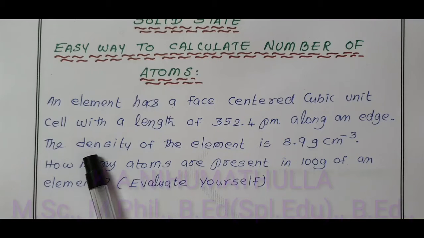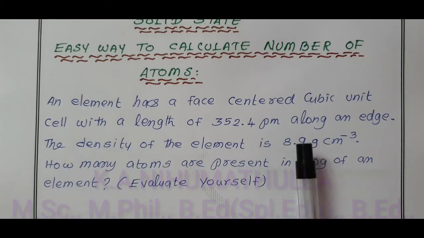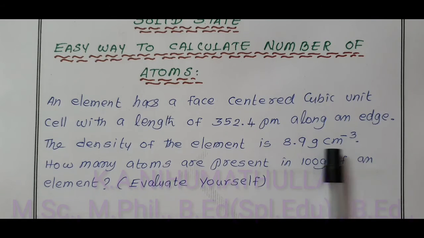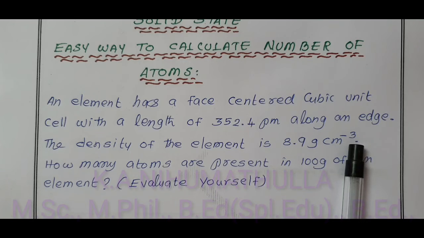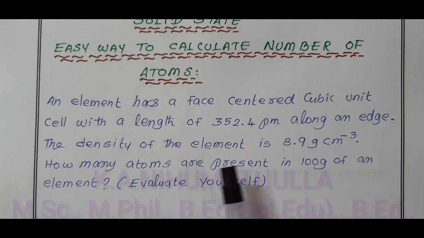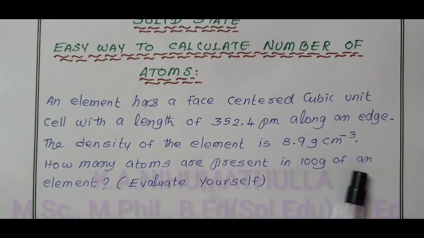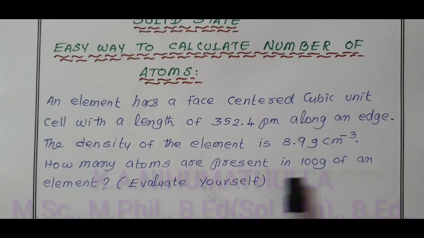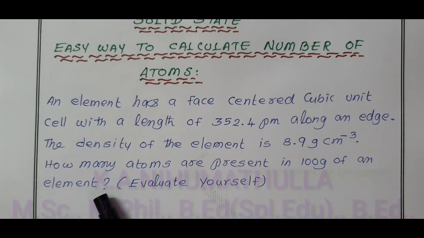The density rho of the element is 8.9 gram centimeter power minus 3. The question is, how many atoms are present in 100 gram of an element? So first we have to calculate the molar mass. By calculating the molar mass, the number of moles has to be calculated. From the number of moles, we can calculate the number of atoms present in 100 gram of an element.